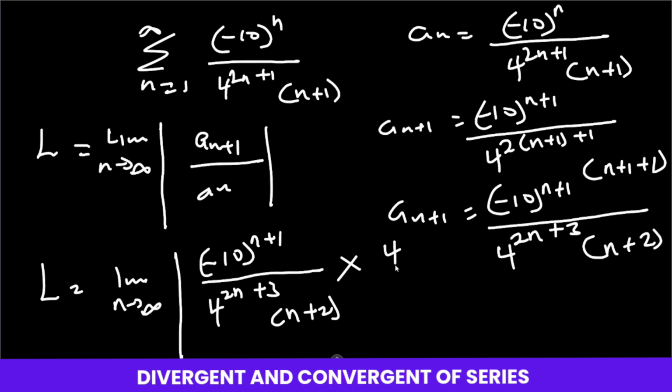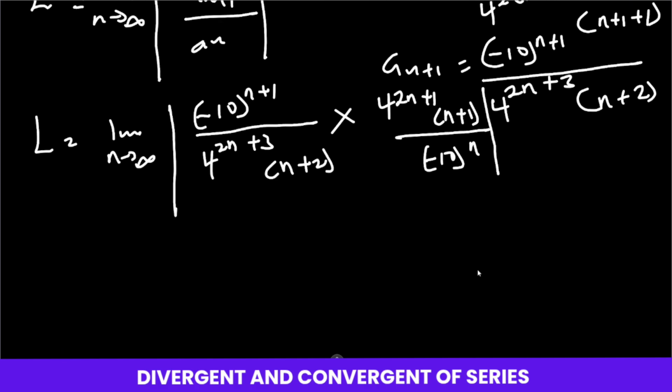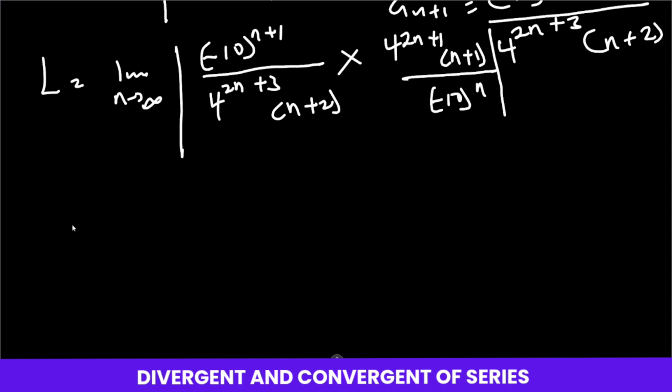And that will give us 4^(2n+1) times (n+1) all divided by (-10)^n, absolute form of it. Okay, so let's proceed with this idea. Now what we are going to do is to expand it and see what will happen.